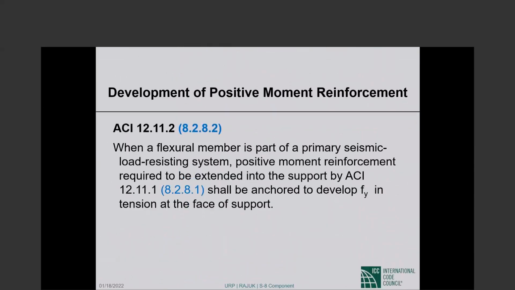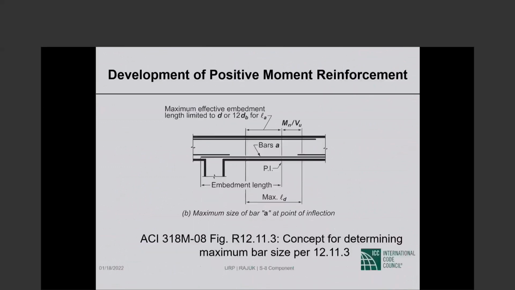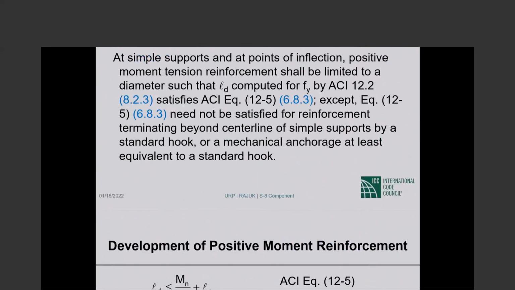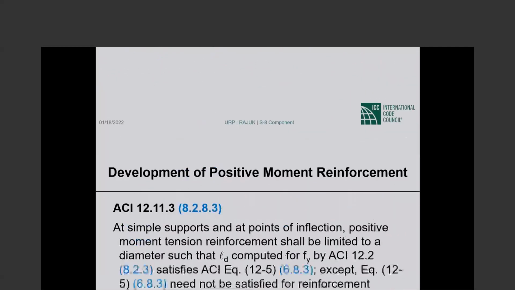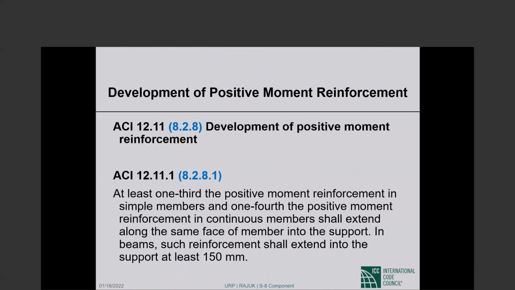So if it is gravity design, I have a picture somewhere, I think. No. Anyway, at least a third of the positive moment reinforcement in simple members, at least a quarter in continuous members shall extend along the same face of member into the support. Fine. Extend into the support only means such reinforcement shall extend into the support at least 6 inches. So it's not continuous reinforcement. And whenever I see this, I flinch.